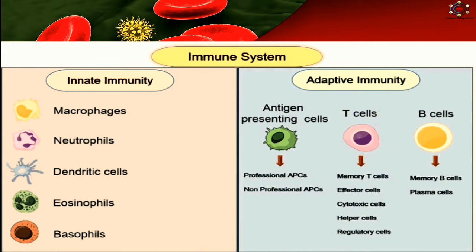So here you can see a difference between our immune systems. In case of innate immunity, there are some cells like the macrophages, neutrophils, dendritic cells, eosinophils, basophils. While in case of adaptive immunity, there are antigen presenting cells like the professional APCs, non-professional APCs, T cells like the memory T cells, effector cells, cytotoxic cells, helper cells, regulatory cells, etc. And B cells like the memory B cells and the plasma B cells. So here 5 types of cells are present in innate immunity, while in case of adaptive immunity, there are three types of cells, that is antigen presenting cells, T cells and B cells.